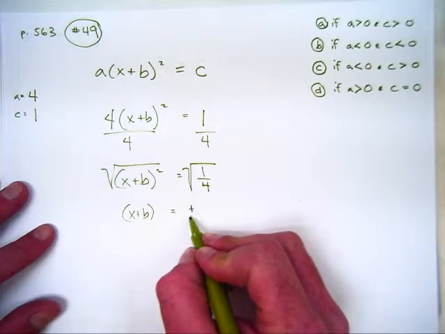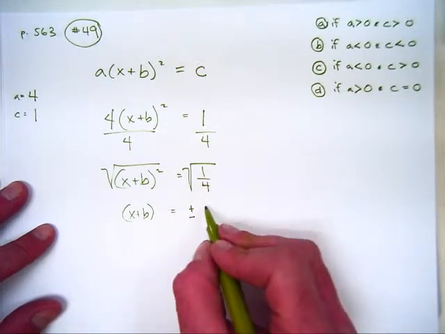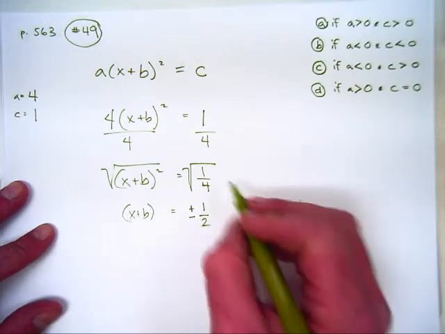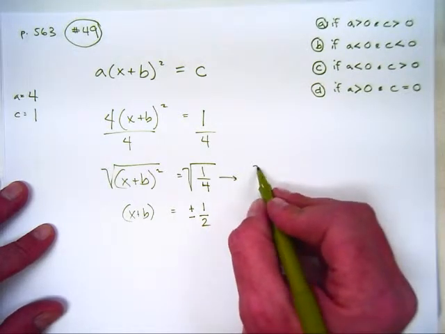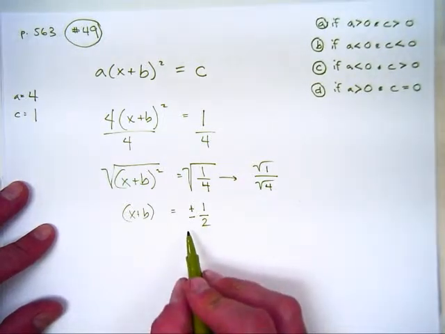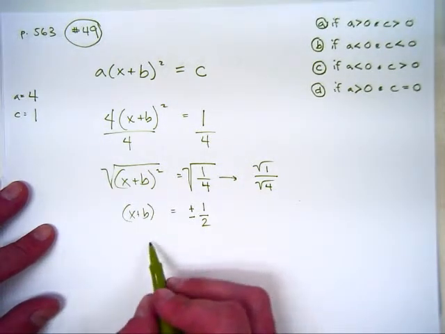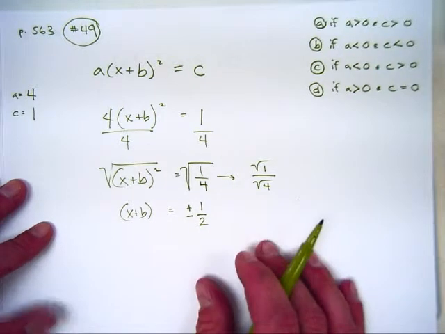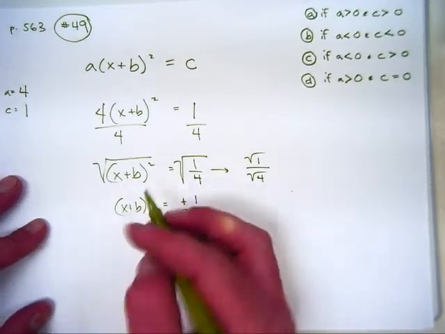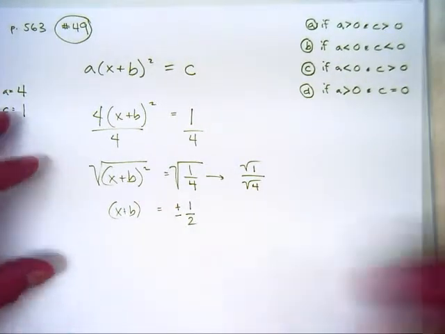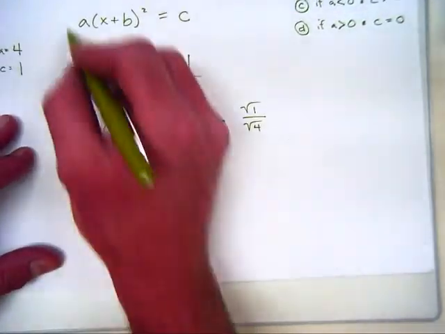Again, we have to do positive or negative. The square root of 1 over the square root of 4 is 1 over 2, because the square root of 1/4 is the same as the square root of 1 over the square root of 4. So it looks like we're going to have two solutions here. No matter what happens with b, when we subtract it, we're still going to have plus a half and then minus a half. So we're going to have two possible solutions there. What happens if we do this same problem? I'm going to use the bottom of this page for the next case.